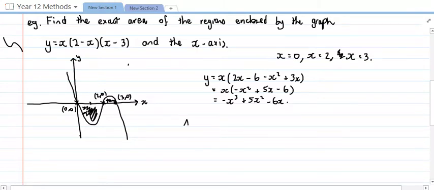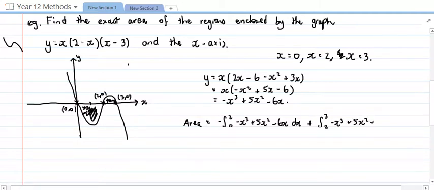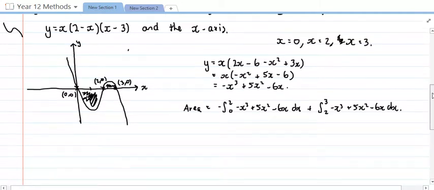So the area is equal to the integral between 0 and 2 of negative x cubed plus 5x squared minus 6x dx. Now that part is below the x-axis, so I need to remember to make it negative. Then I'm going to add on the integral between 2 and 3 of negative x cubed plus 5x squared minus 6x dx. This is going to be quite a long question. I think it's going to take another video after this one, just a heads up.